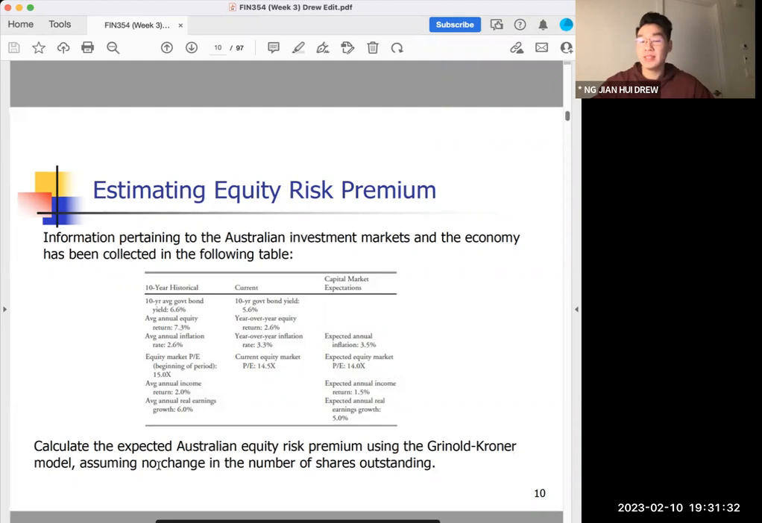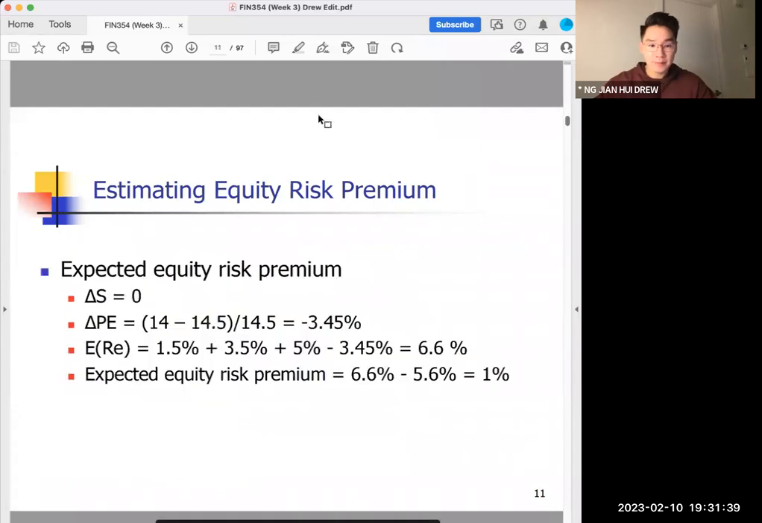So what does this mean? It means your change in S is 0. So there's no change in S, which is good. It's given here. And then we know PE. So how do you get the PE? Let me just jump back to the previous slide.